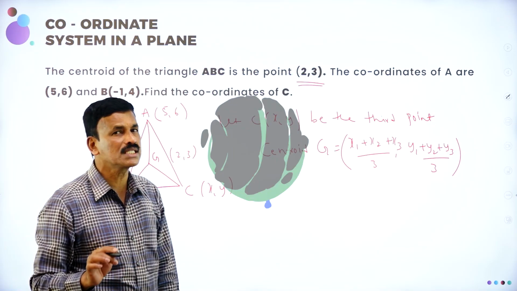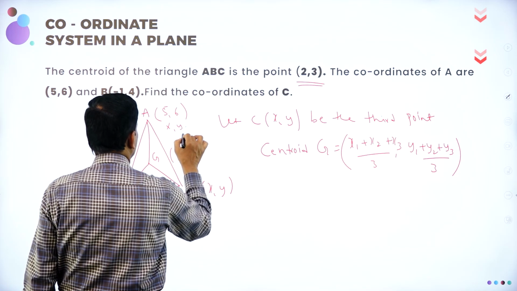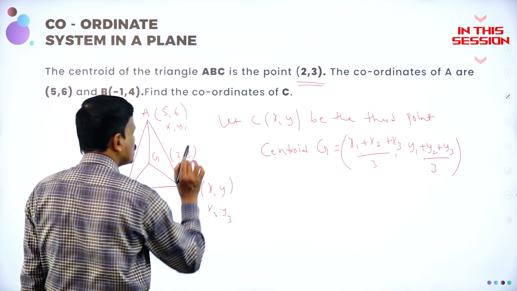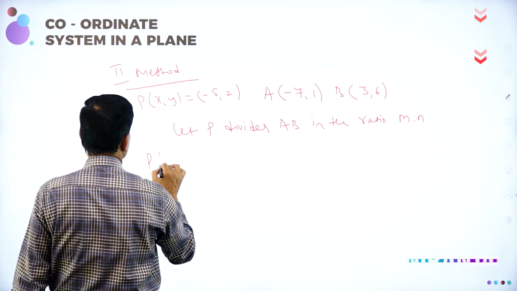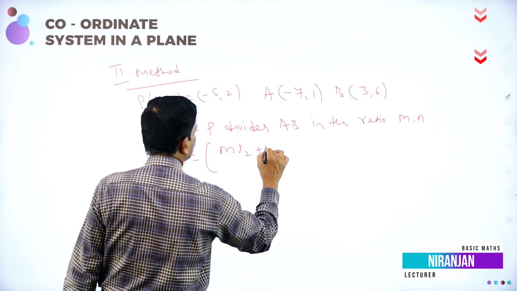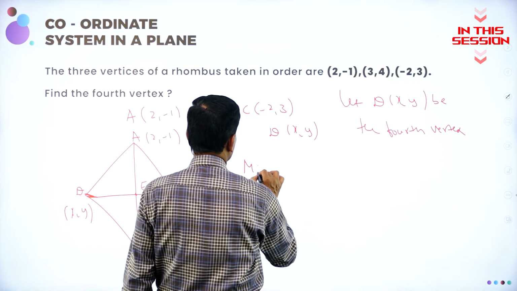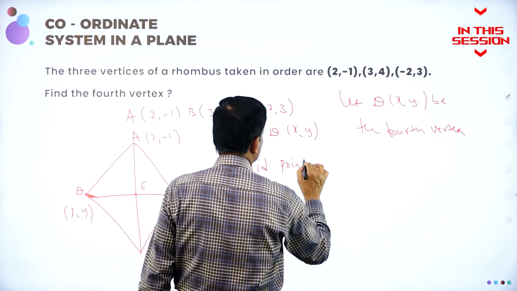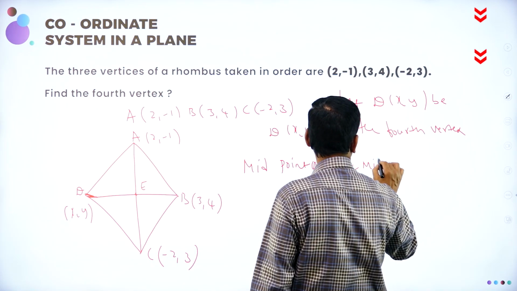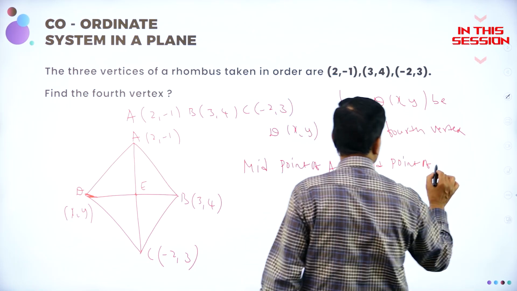Let the third point be x comma y, and the remaining 2 points are x1 y1, x2 y2, and x3 y3, and the centroid is also given. Now what is the formula for internal or external division? Px comma y is equal to mx2 plus nx1 divided by m plus n. Midpoint of AC is equal to midpoint of BD. That's it.